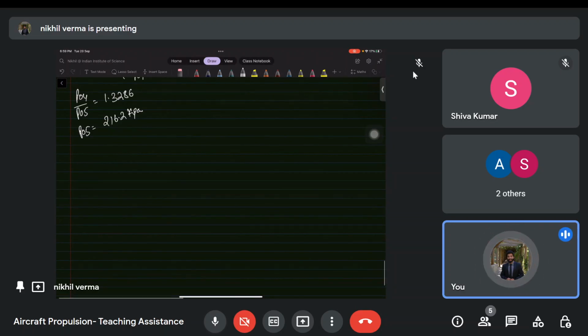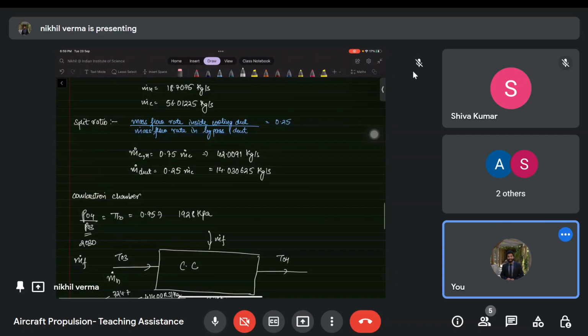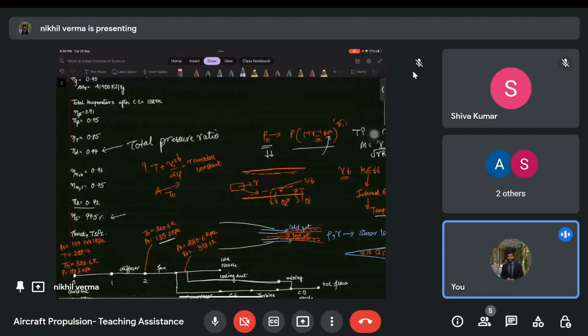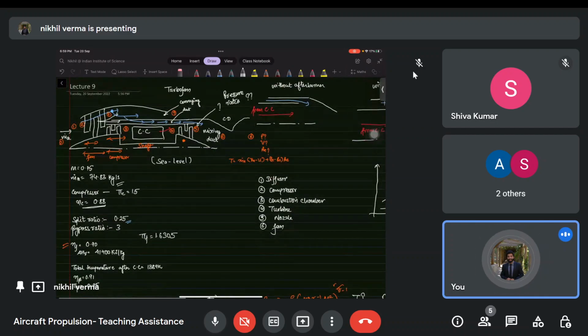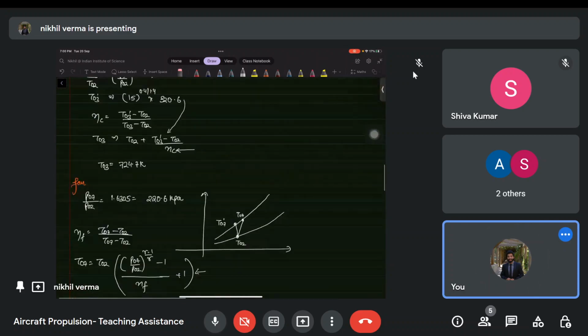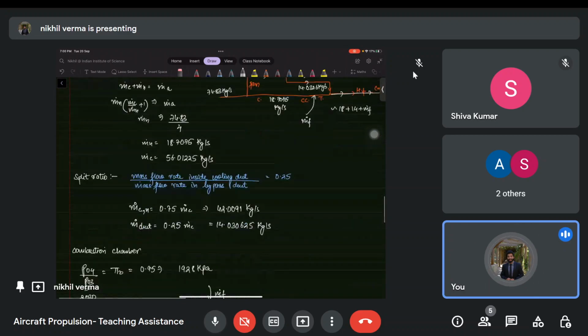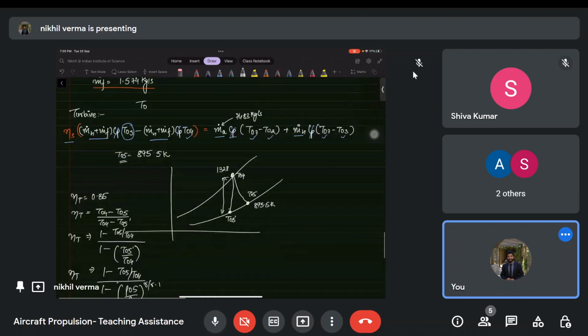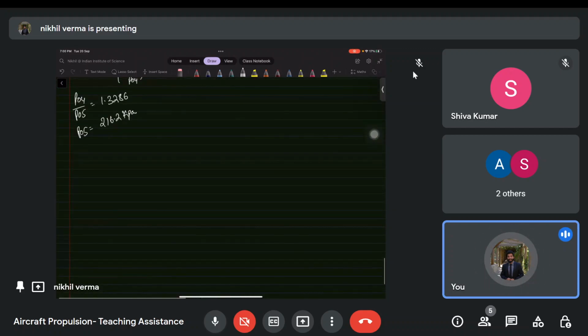Okay. So after the turbine, you have one cold stream and one hot stream that are getting mixed to get the properties at 6. So how should we go ahead to calculate the properties at 6? Any idea? How do we calculate the temperature after mixing?